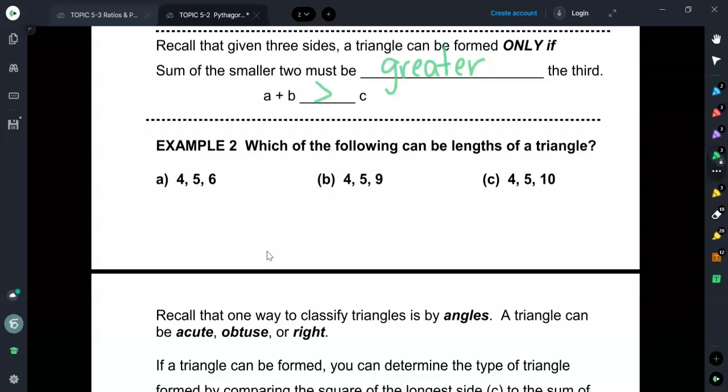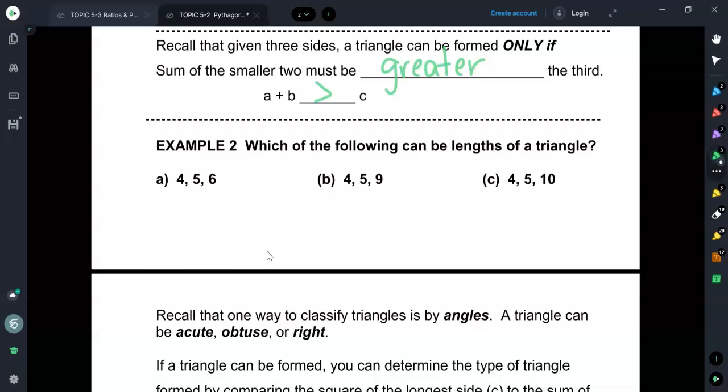Why is this important? Well, I'm going to be asking you in a minute to use the Pythagorean theorem, or actually its converse, to determine if a triangle is a right triangle, an obtuse, or an acute triangle. But you can't designate whether it's right, acute, or obtuse unless you know it's a triangle. So let's check these out.